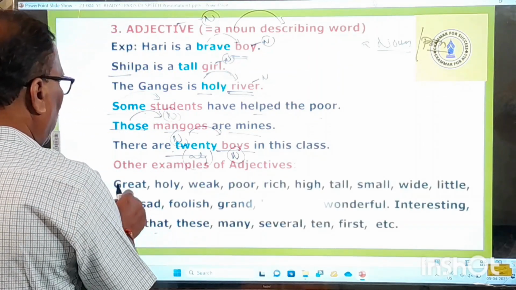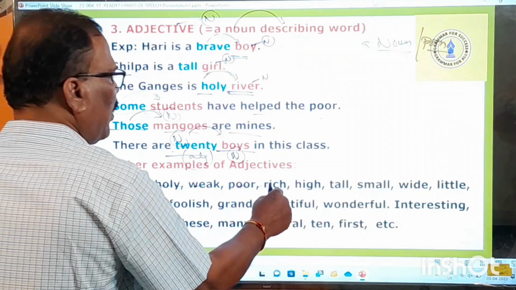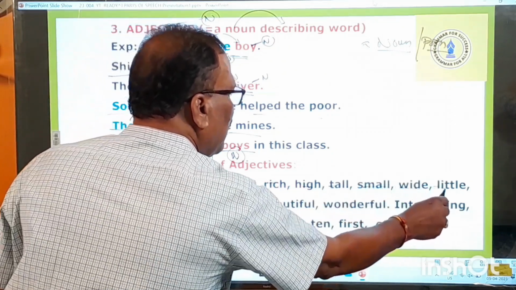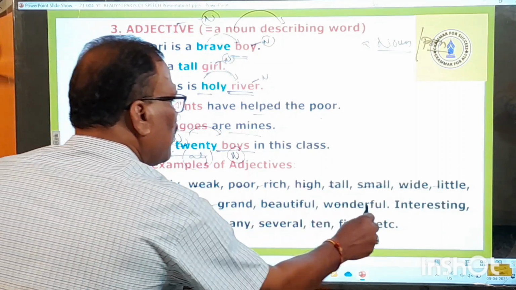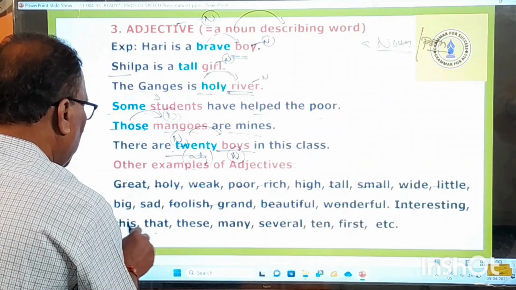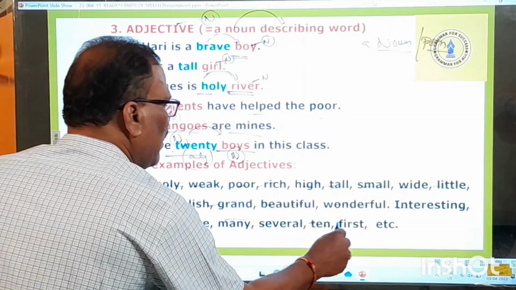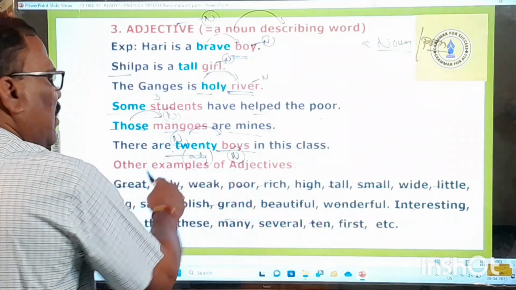What are the adjectives? Great, holy, weak, poor, rich, high, tall, small, wide, little. See, grand, beautiful, wonderful, interesting, foolish, this, that, these, those, many, several, 10. So all these are adjectives.